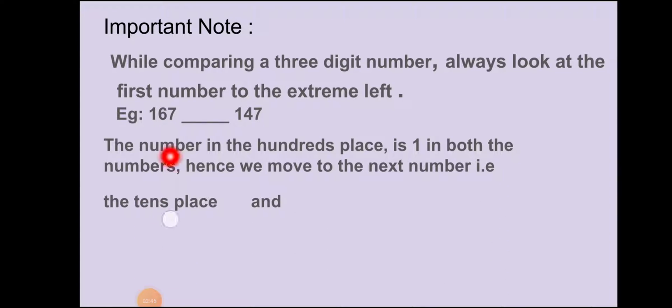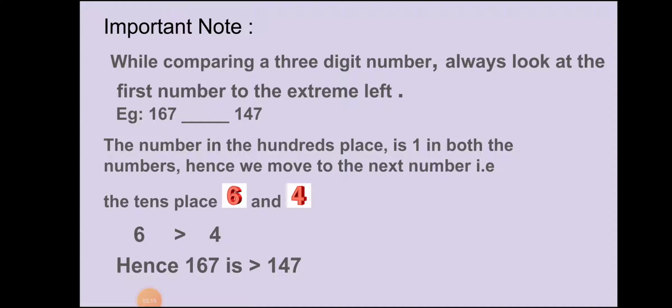So the number in the hundreds place is 1 in both the numbers. Okay, so hence we move to the next number, that is the tens place. So in the tens place, here number 6 and here number 4. Okay, so 6 is bigger than 4. So hence it means 167 is bigger than 147.